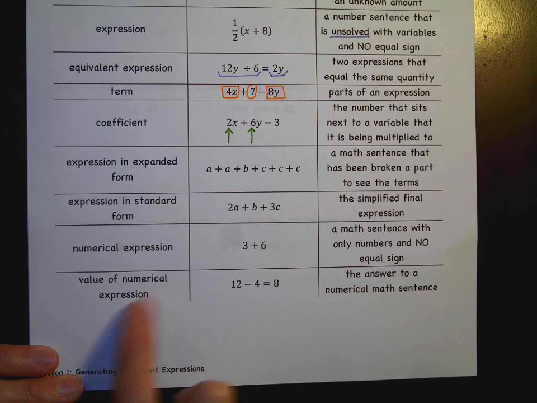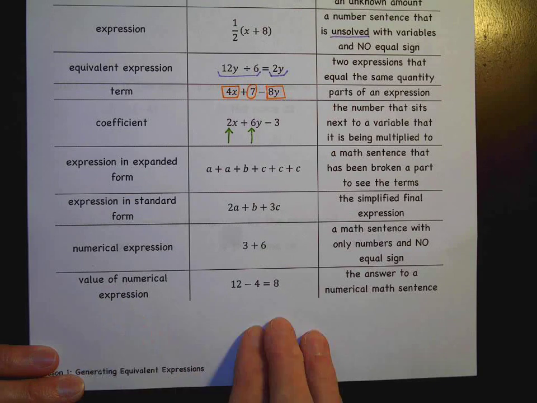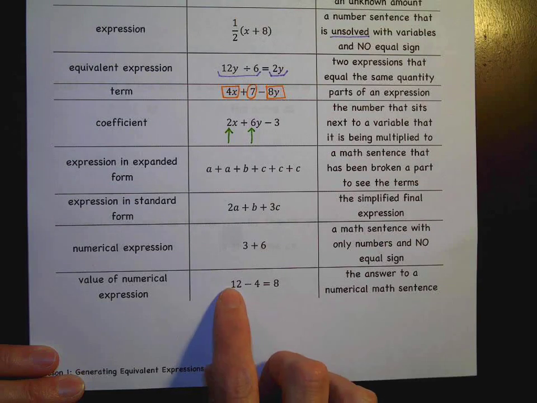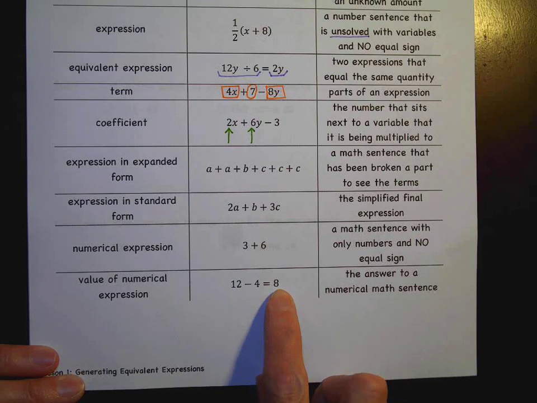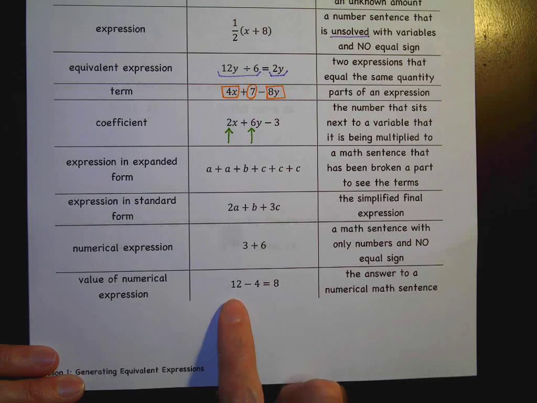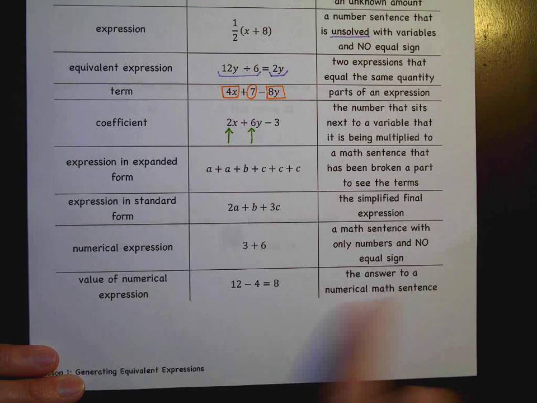And then the value of a numerical expression is what you get when you actually solve it to figure out what the value is. So if you have 12 and you get rid of 4 of them, the value of this side is 8, and the value of 8 is 8, so 8 equals 8. So what does the expression value mean? It is the answer to a numerical math sentence.